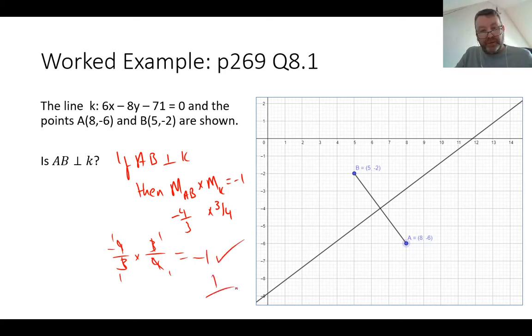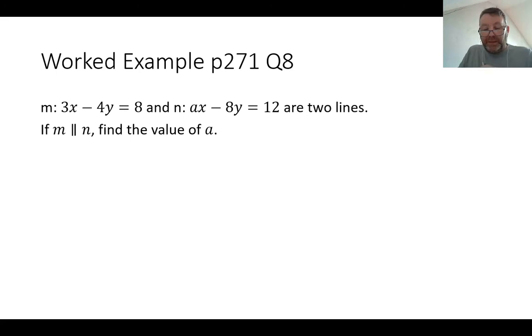They are perpendicular. Okay, now I'm going to take this question from the book just before I give you some examples to do yourselves. On page 271, question 8. Because now that you're familiar with the line, the equation, the slopes, and the x and y intercepts, they're going to ask you to utilize what you know with a little bit of algebra thrown in. What happens if we just give you one unknown in a situation? So here we've got a situation. 3x - 4y = 8 is the line M, and n is the line ax - 8y = 12. And they are two lines. If M is perpendicular to n, find the value of a.